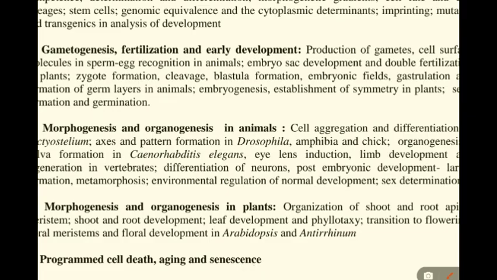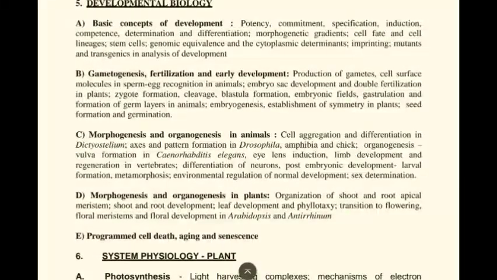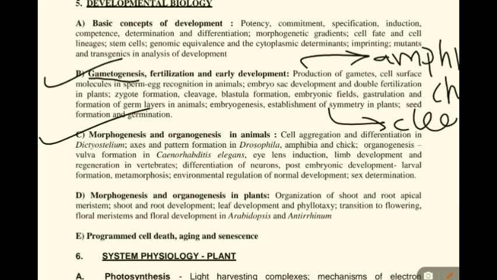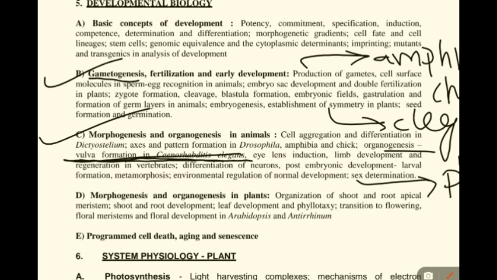Next, in developmental biology, we will deal with gametogenesis and morphogenesis of various organisms like amphibians, chick, C. elegans, and plants. Organogenesis, vulval formation in C. elegans, is a very important part. Then regeneration, metamorphosis, post-embryonic development, tetrapod limb development, and islands induction.